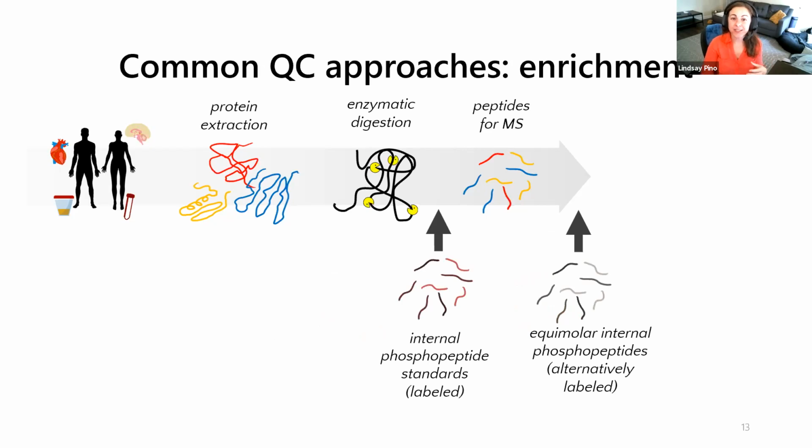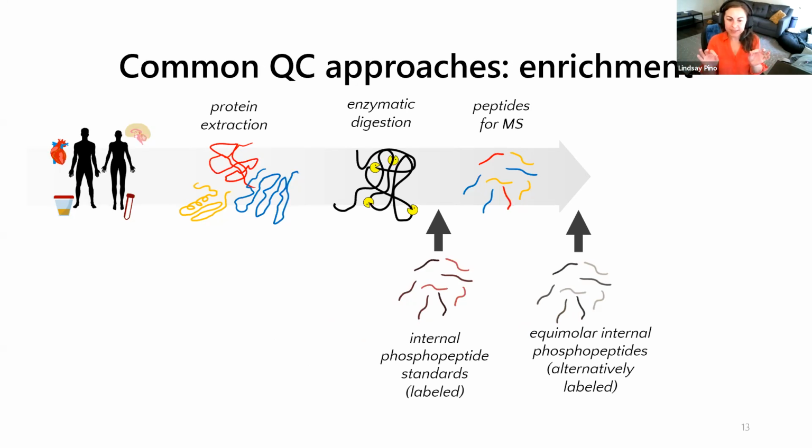Another QC approach is at the enrichment step. So in phosphopeptide work, phosphoproteomics work, a lot of times these assays will include an internal phosphopeptide standard that is labeled two different ways. So maybe a medium isotope label and a heavy isotope label. This is just adding different amounts of 13 carbon and 15 nitrogen that are present at a higher abundance than naturally occurring 12 and 14.